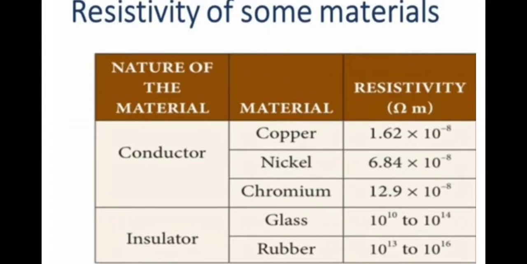The resistivity of some commonly used materials is given in this table. Copper, nickel, chromium. Copper resistivity is 6.12 into 10 power minus 8. Nickel resistivity is 6.84 into 10 power minus 8. Chromium resistivity is 12.9 into 10 power minus 8. Insulators, glass and rubber. Glass is 10 power 10 to 10 power 14. Rubber is 10 power 13 to 10 power 16.